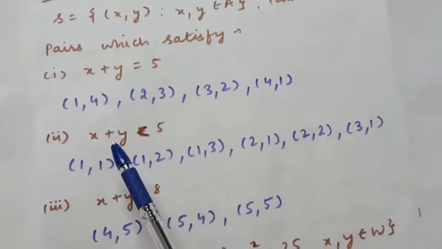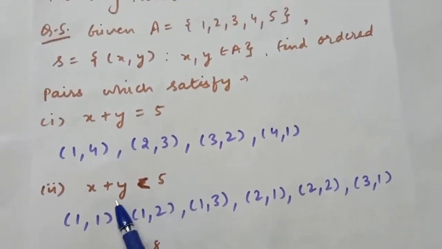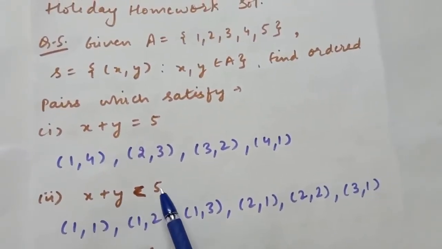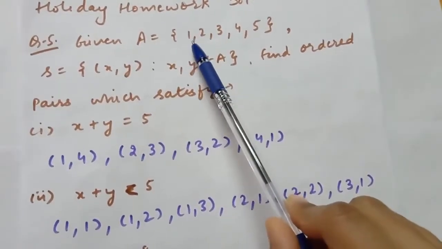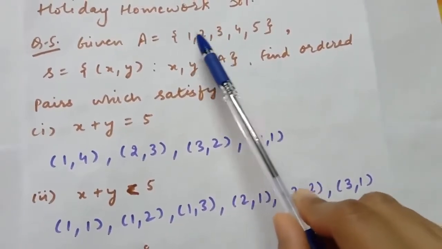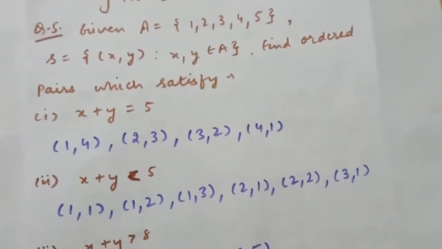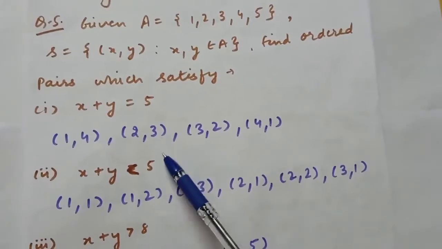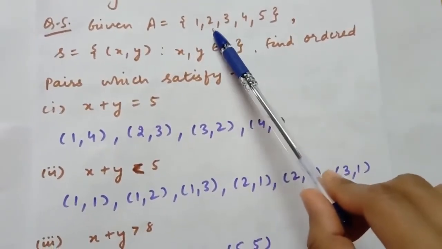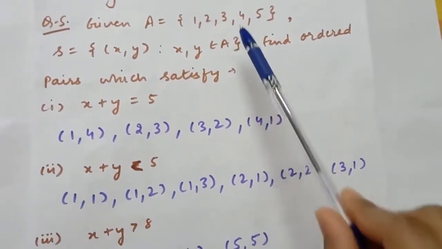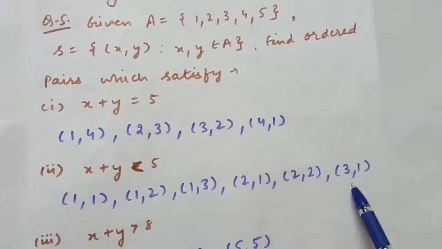Now x plus y less than 5. So those ordered pairs such that the sum of x and y is less than 5. Starting with 1, we can take (1, 1), then (1, 2), (1, 3), up to here only. You will not take (1, 4) because it is 5, but we want the sum to be less than 5. Then with 2: (2, 1), (2, 2), and then (3, 1) only, because (3, 2) is 5, so we will not take that, right?